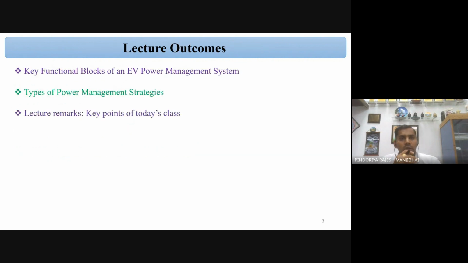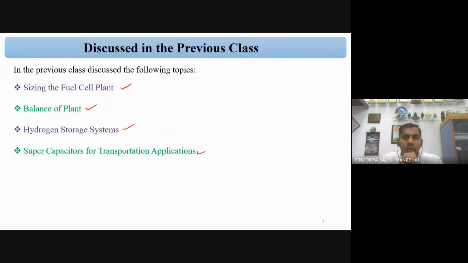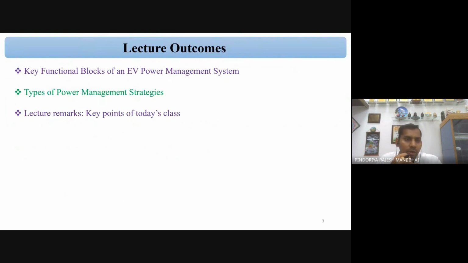So in today's class we are going to start the fifth unit, that is power and energy management system. Starting with the fundamentals, there is a key function block of the electric vehicle power management system. So how we can manage the power, the key block diagram, otherwise the key functions. And then we will discuss the types of power management system. So these two topics we are going to discuss in today's class.